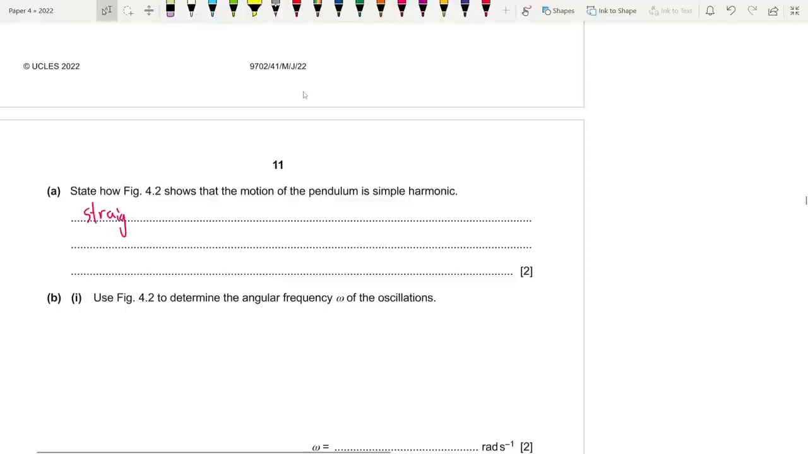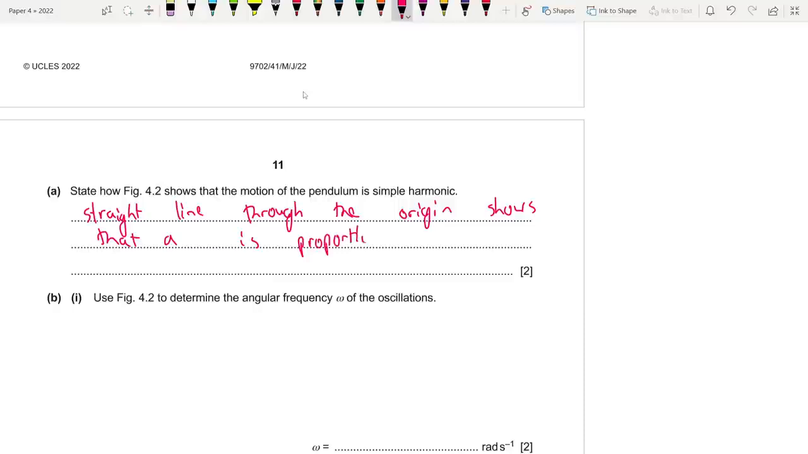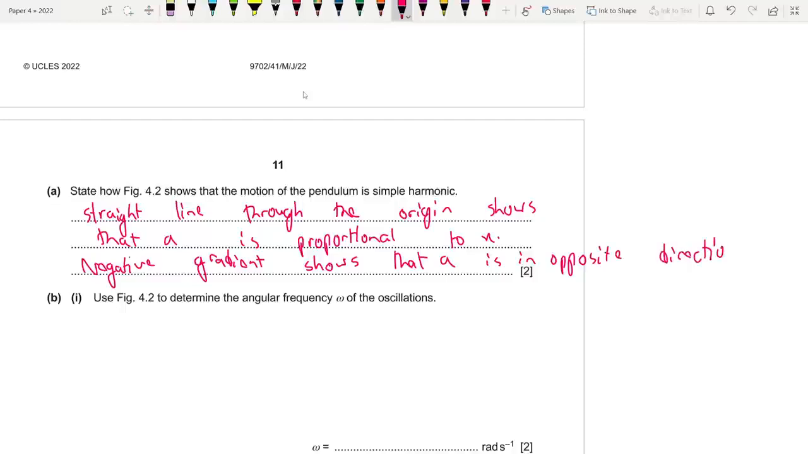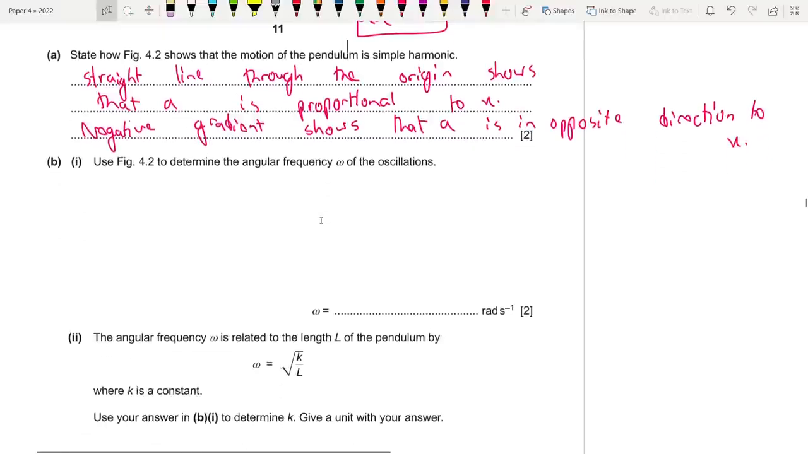So we can say that the straight line through the origin shows that a is proportional to x, and the negative gradient shows that a is in the opposite direction to x. Okay, so we've proved that a is proportional to minus x. That's all. Use figure 4.2 to determine the angular frequency.